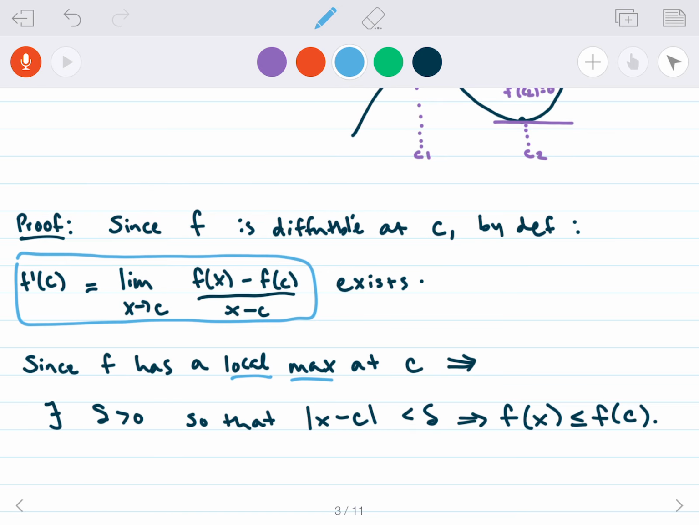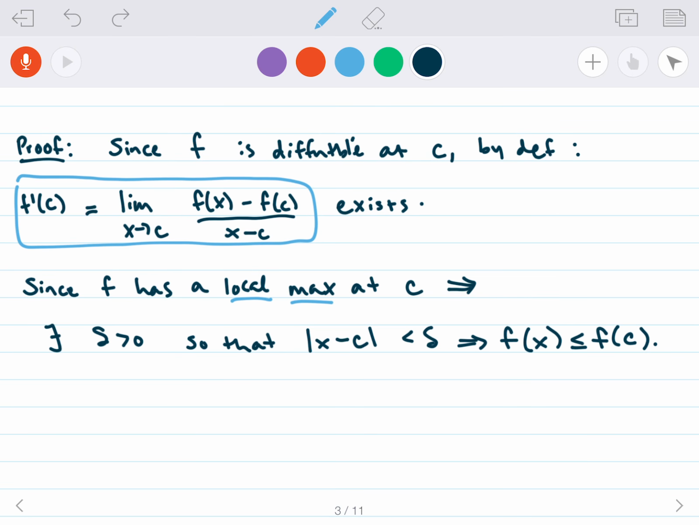Okay, so we're trying to march along to something that looks like this. So what could I do to make it look like that? Well, I could definitely subtract f of c from both sides, and that's going to give me f of x minus f of c is less than or equal to 0. Now if I want to divide by x minus c, I have to be careful because the difference between x and c could be negative and it could switch the sign around.